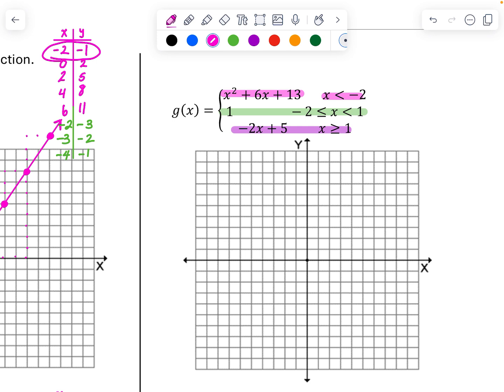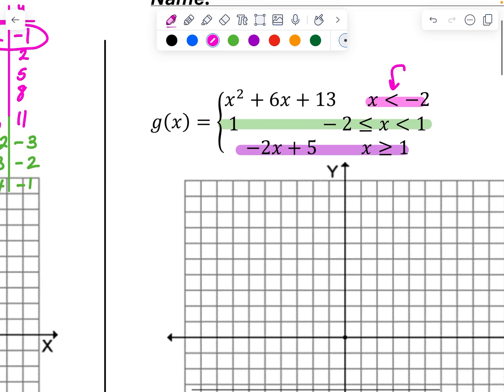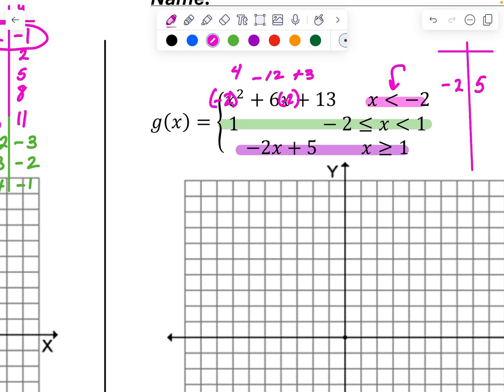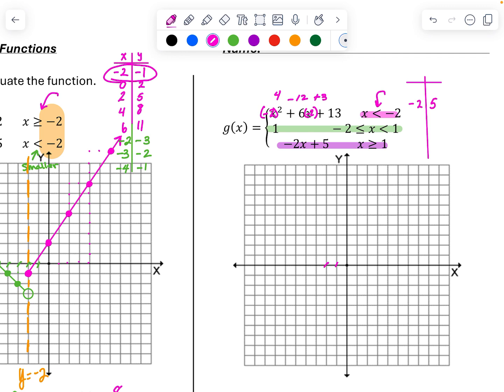So if I go to do this first one, I am going to replace each of these x's with negative 2. So I'm going to put a negative 2 here. I'm going to put a negative 2 here. And that's going to get me 4 minus 12 plus 13. So when I chose to use negative 2, I got 5. So if I go to graph that, negative 2, 5, negative 2, 1, 2, 3, 4, 5. This is going to be an open circle.